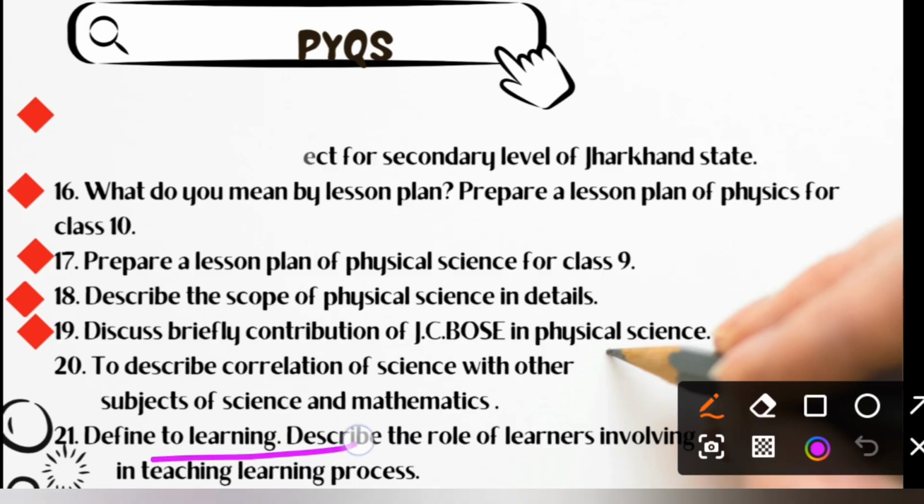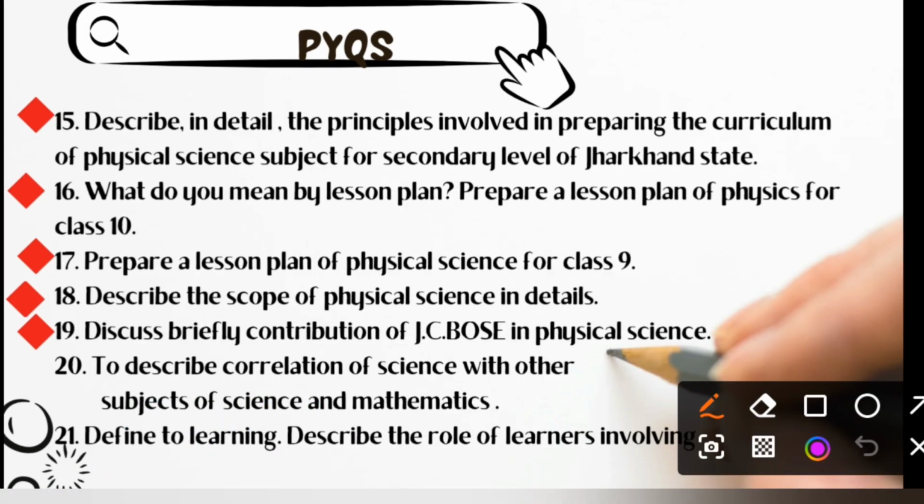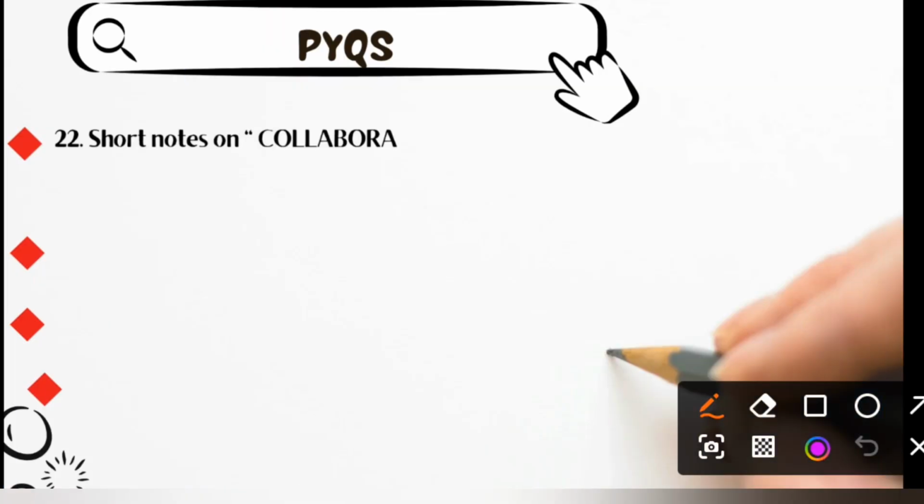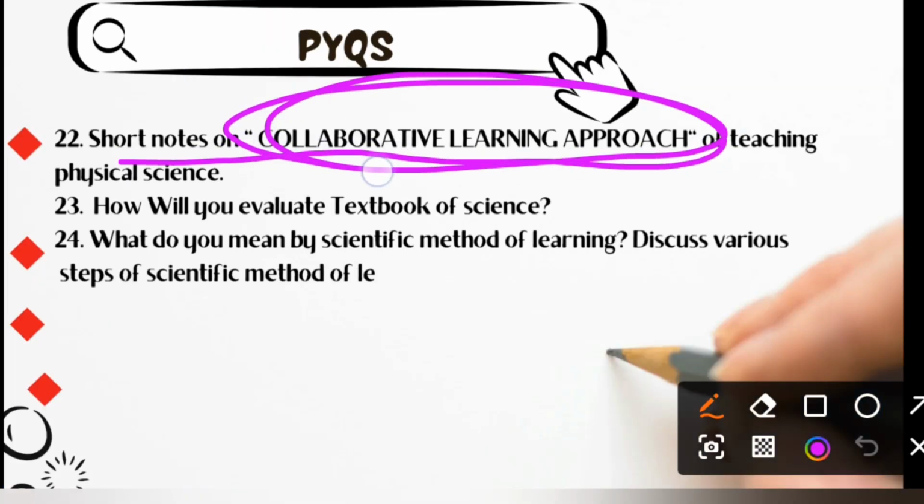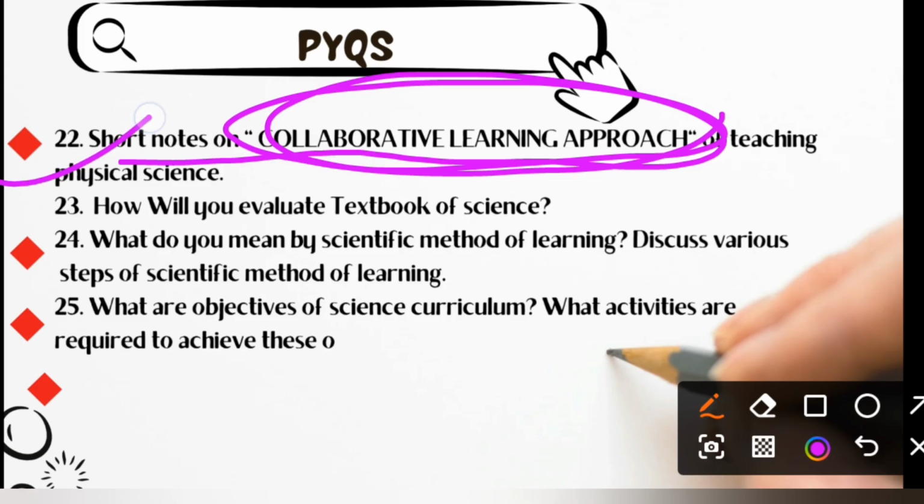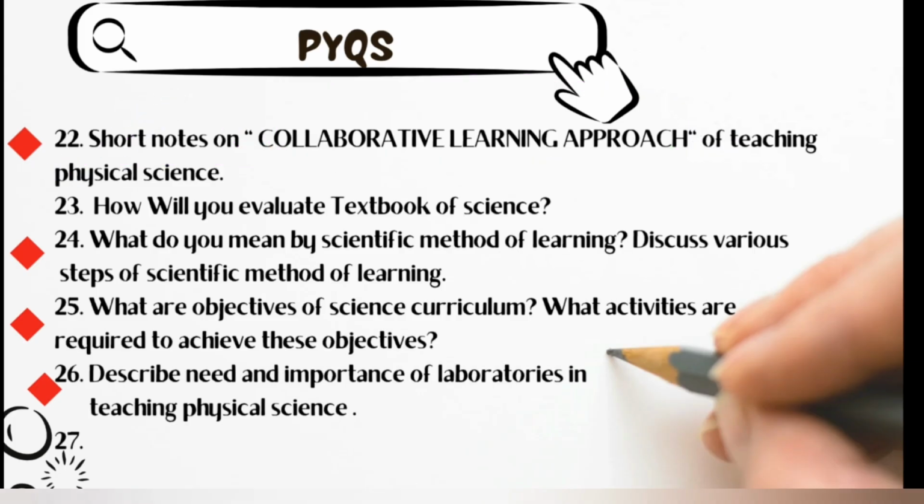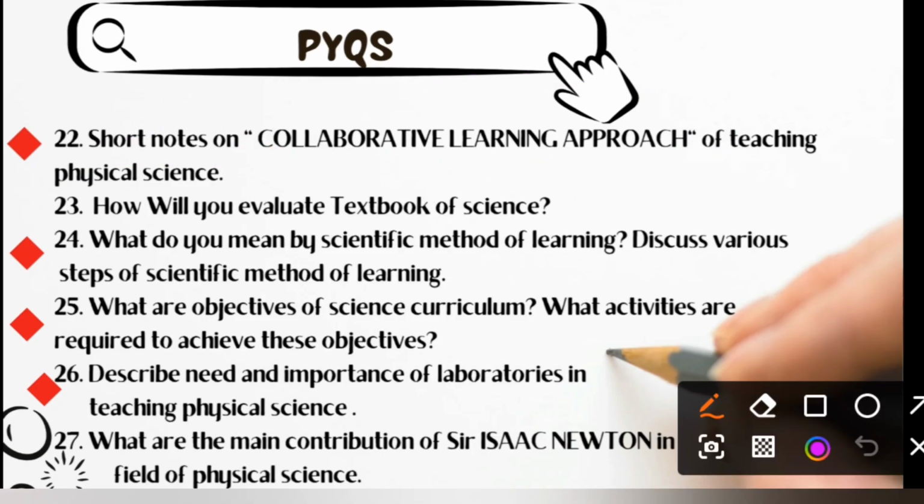Moving toward question number 21, that is, define learning. Describe the role of the learner in the teaching learning process. So we have to define learning first, and later the role of the learner in the teaching learning process. Moving toward the next slide, question number 22 is collaborative learning approach in reference to physical science. Collaborative learning approach is one of the important techniques in physical science, so you must read about this technique.